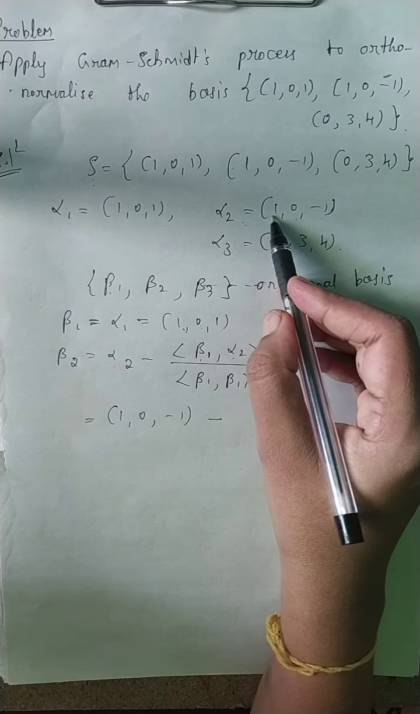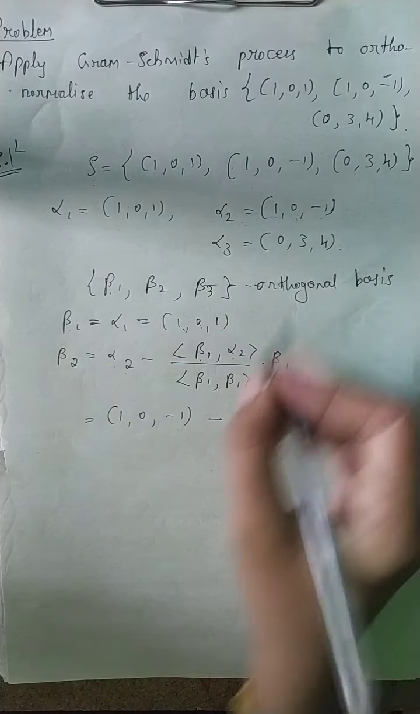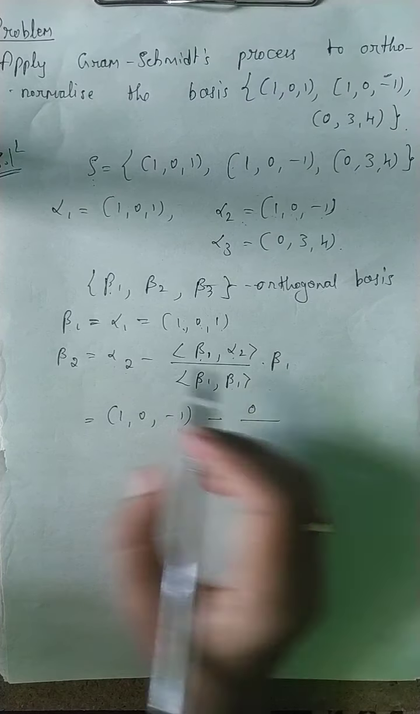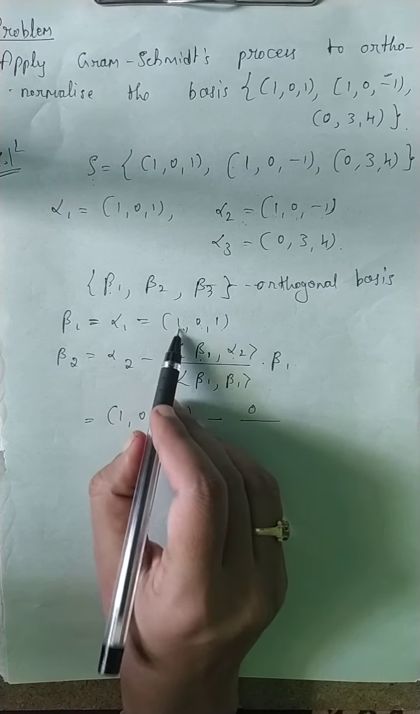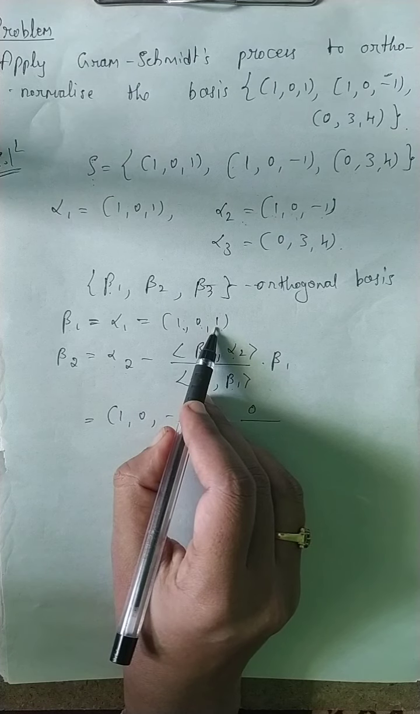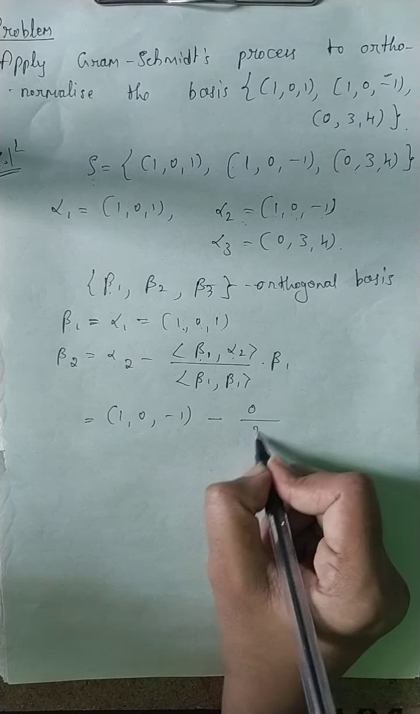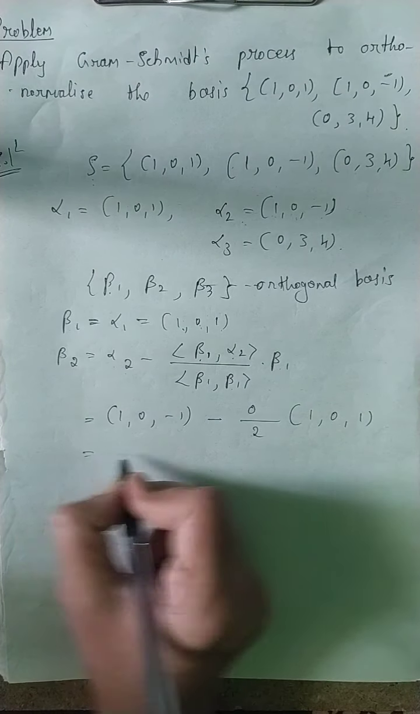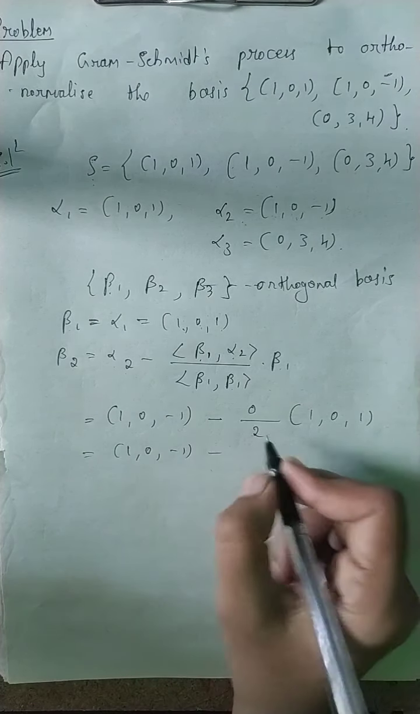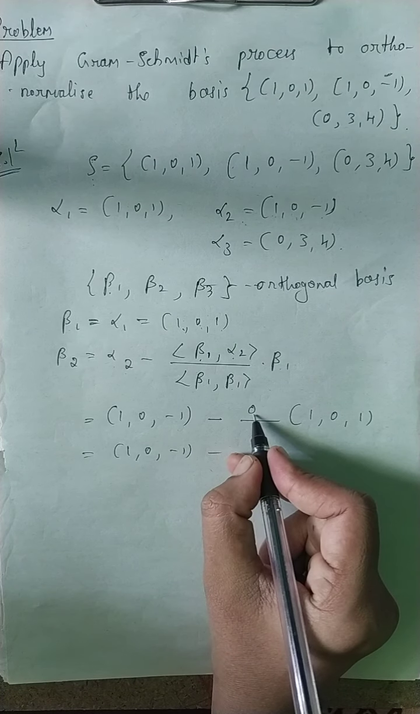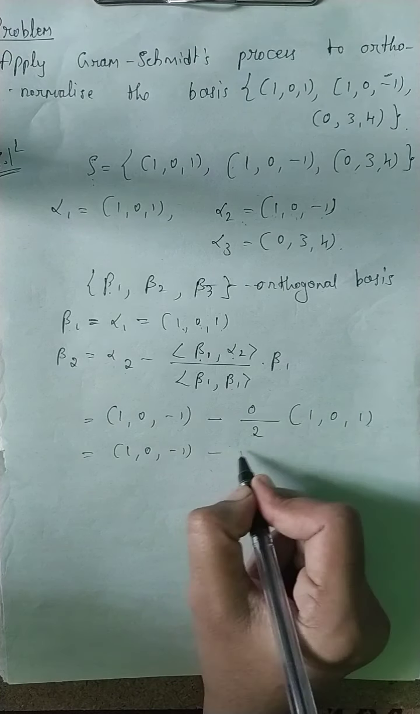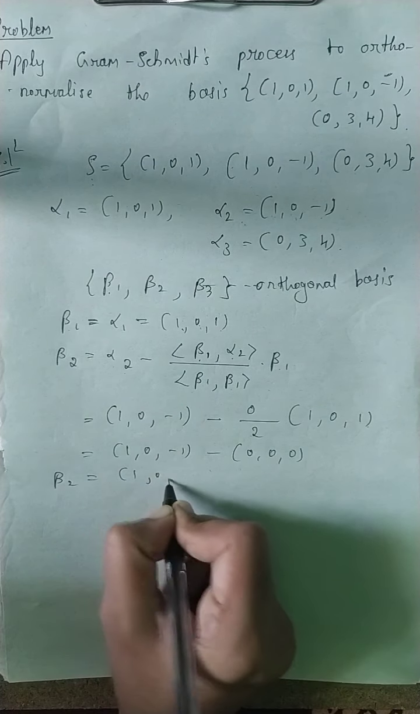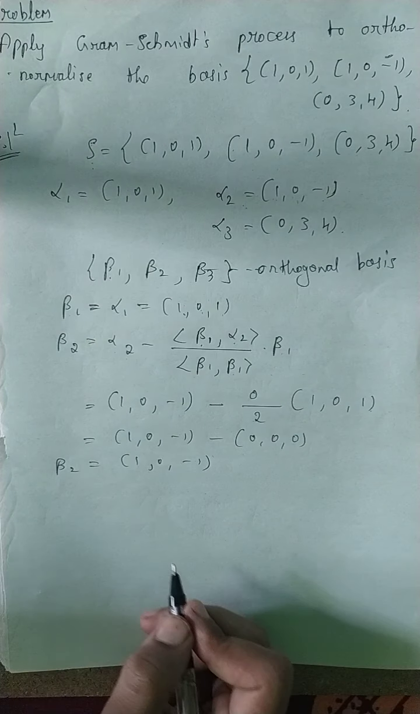1 into 1, 0 into 0, 1 into minus 1. So we got the result as 0. Next, the inner product of beta 1 with beta 1 means 1 into 1 plus 1 into 1 plus 0. Here 0 is multiplied with the vector beta 1, which is 1 0 1, so we get the null vector. Therefore beta 2 is given by 1 0 minus 1.